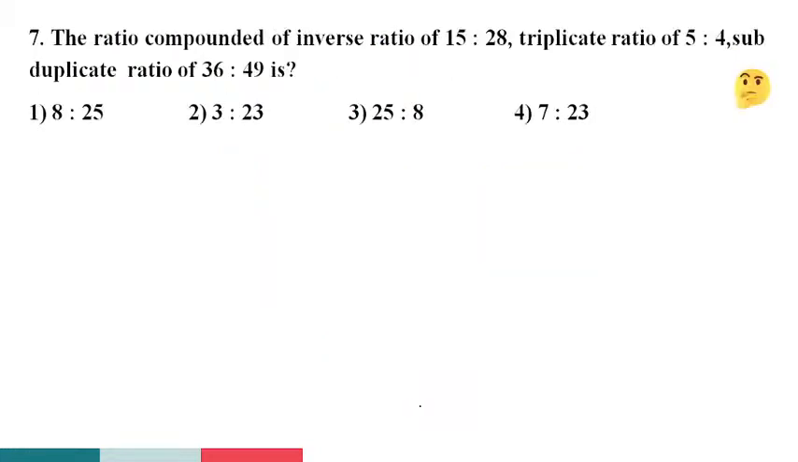Right. Let's move on to the next one, same model problem. Anyone, which option is the right answer? The ratio compounded of the inverse ratio of 15 is to 28, the triplicate ratio of 5 is to 4, the subduplicate ratio of 36 is to 49. Now tell me guys, which option is the right answer?